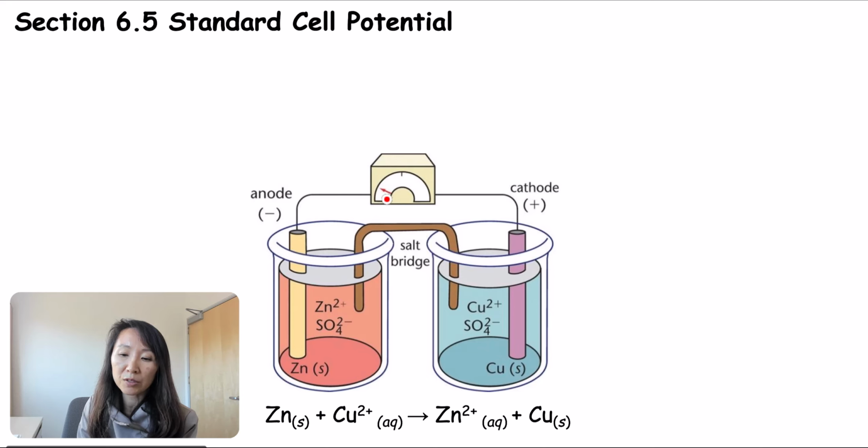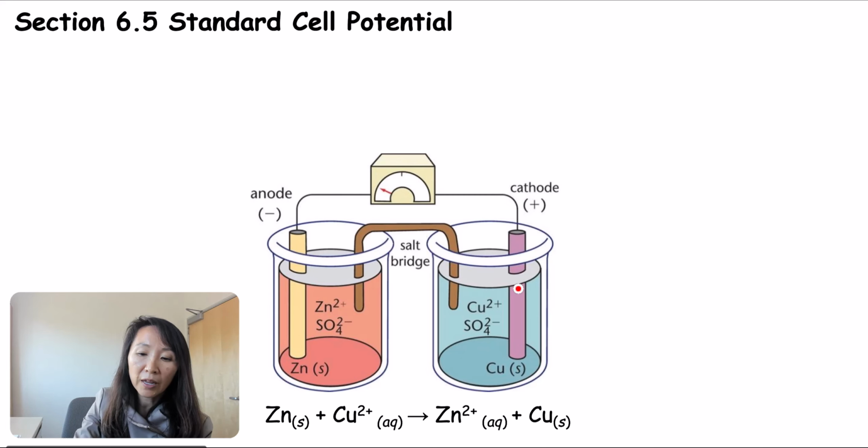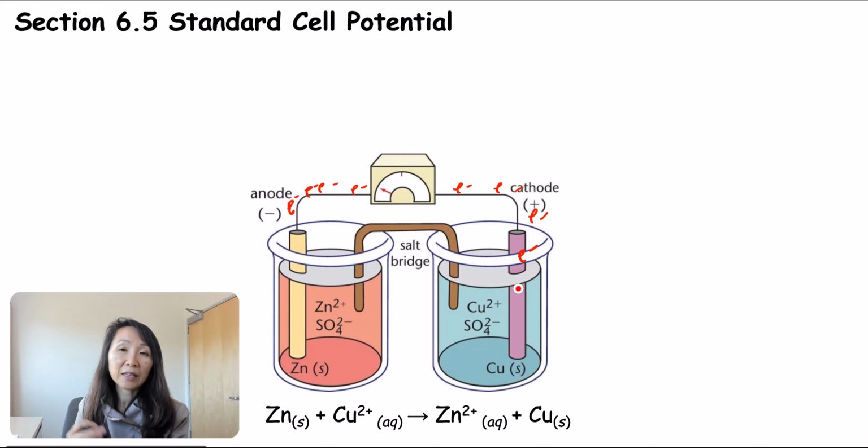flow through this electrical wire, and then it goes into the cathode. So I'm going to go ahead and draw the electrons just flowing through this wire, and it's going towards the cathode side. At the cathode side, the electrons are picked up by the copper 2+, and then it's forming into copper solid. Now, as this electron is flowing through, it's going to flow through this little box called a voltmeter.